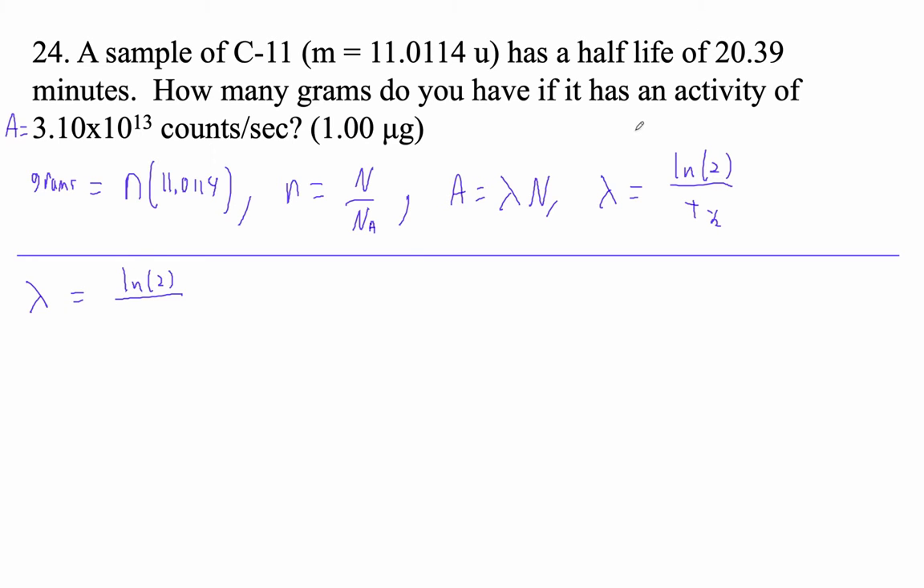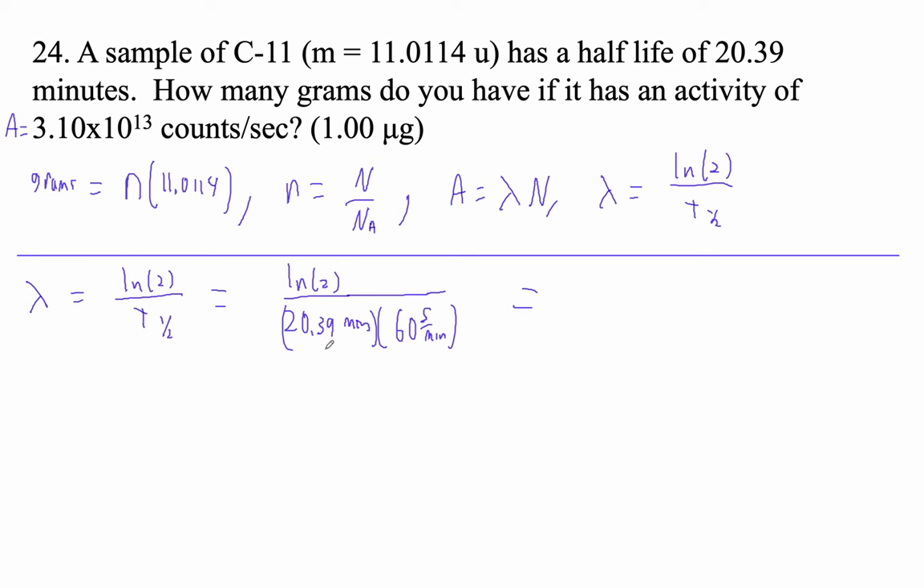Notice that this is minutes, and notice that this is counts per second. So we better get the decay probability in per second, not per minute. So I'm going to divide by the half-life, but it's got to be in seconds. The half-life is 20.39 minutes, and then I have to multiply by 60 seconds per minute. The reason we need this in per second is that we're going to relate it to an activity that has counts per second. If it was counts per minute, we'd be set, but it's not.